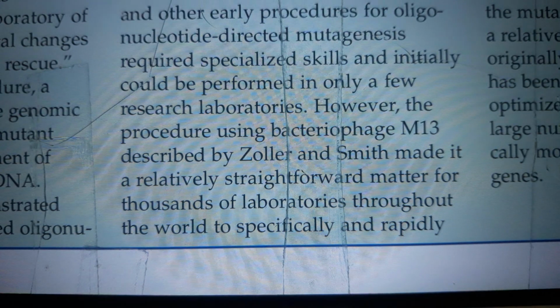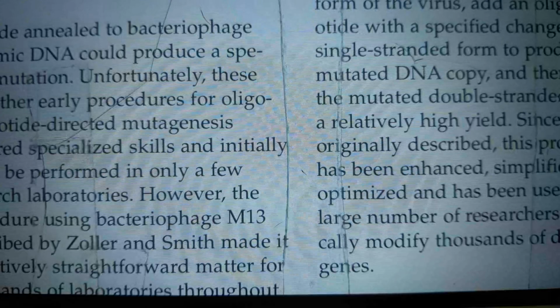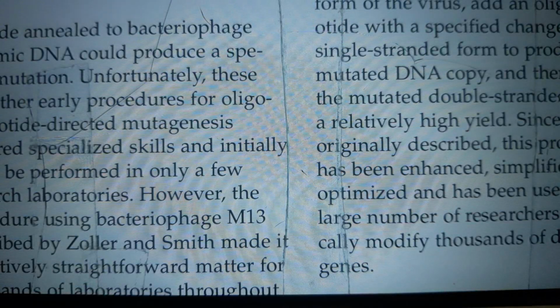However, the procedure using bacteriophage M13 described by Zoller and Smith made it a relatively straightforward matter for thousands of laboratories throughout the world to specifically and rapidly alter the DNA sequence of any cloned gene. The key to the success of the protocol developed by Zoller and Smith lay in the use of E. coli bacteriophage M13, which made it possible to clone foreign DNA into the double-stranded form of the virus, add an oligonucleotide with a specific change to the single-stranded form to produce a mutated DNA copy, and then recover the mutated double-stranded form in a relatively high yield.